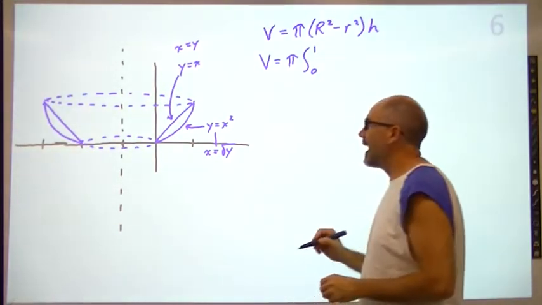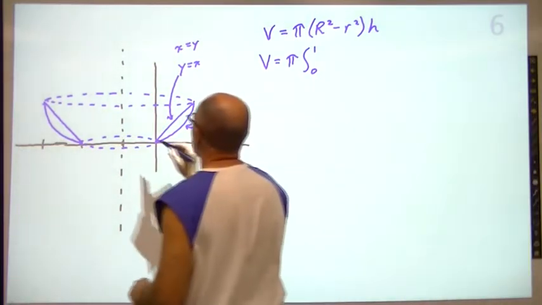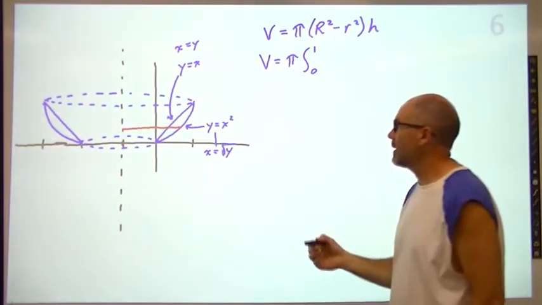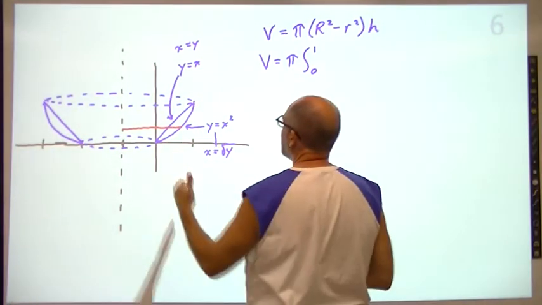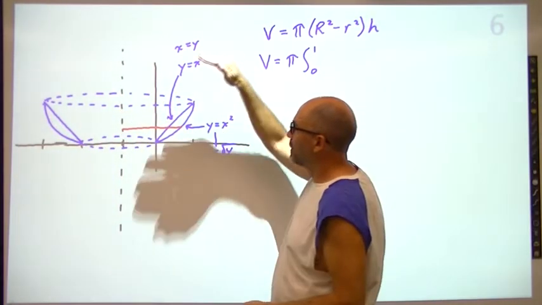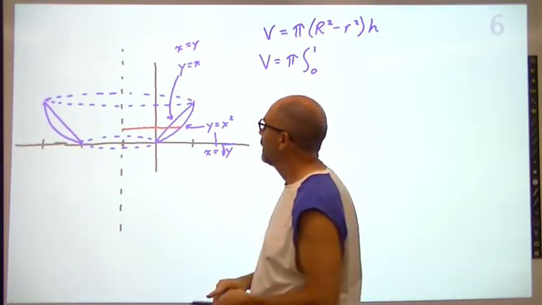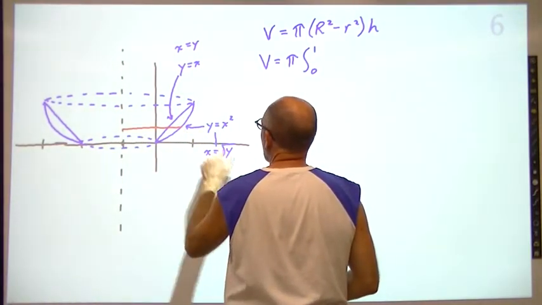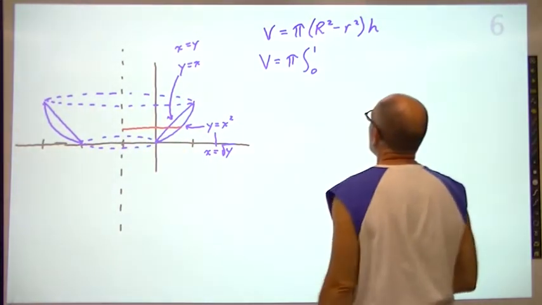Now, what is my capital R here? My capital R is now a horizontal distance from the axis of rotation to the outer portion that I'm rotating. Well, if I want a horizontal distance, I go right minus left. If I want a vertical distance, I go top minus bottom. If I go left minus right, I end up with a negative. So I go right minus left, which is x equals something on the right minus x equals something on the left.